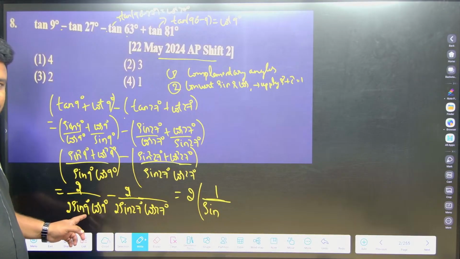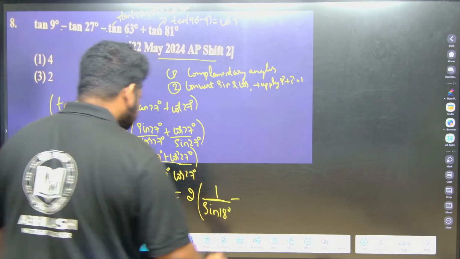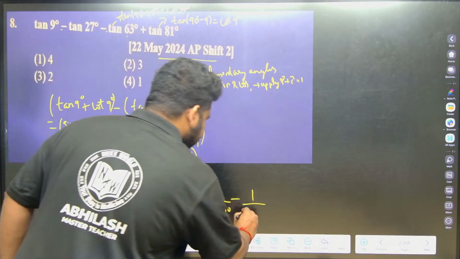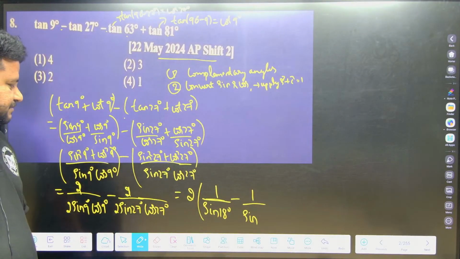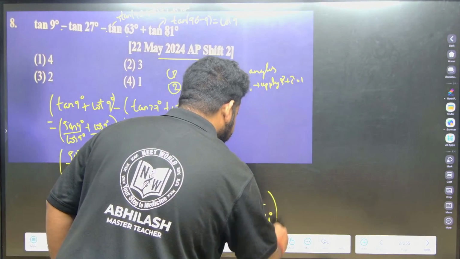Sin 2 times what? 2 nines are 18 degree. Sin 18 degree minus 1 by what is this? Sin 2A, that is nothing but what? Sin 27 degree into 2 is sin 54 degree. This is what we have.